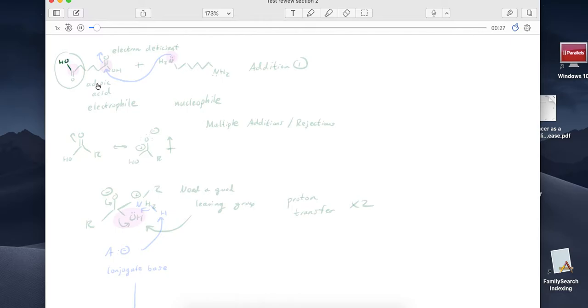Okay. So we've got adipic acid, which has 1, 2, 3, 4, 5, 6 carbons in it.